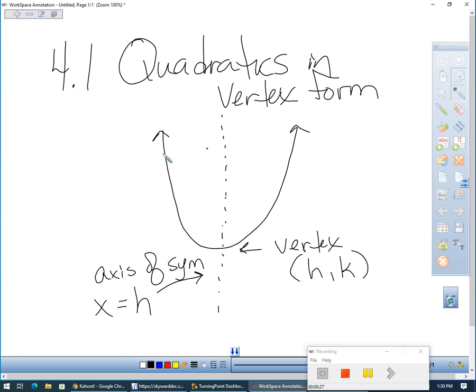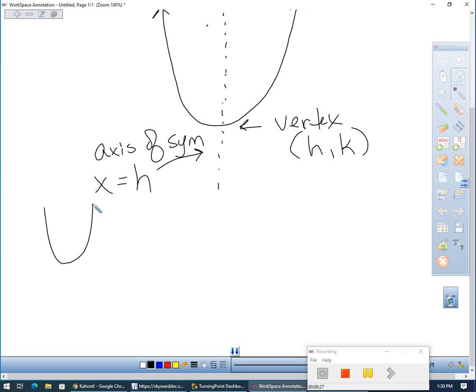If this parabola opens up, like this one does, it's called a minimum. So if it opens up, I'm going to put it over here. This is a minimum because the minimum value is at the bottom. There's a very smallest value it can be. Then it goes up from there. If it opens down, this type of parabola is called a maximum, because it has an absolute maximum value and everything is smaller from there. Okay?